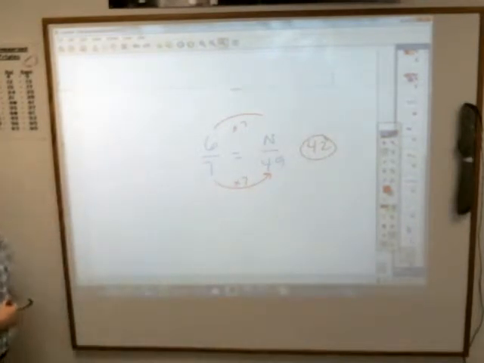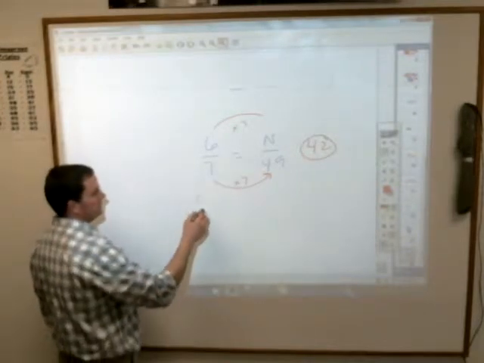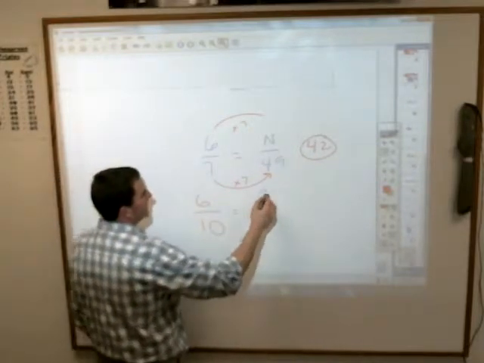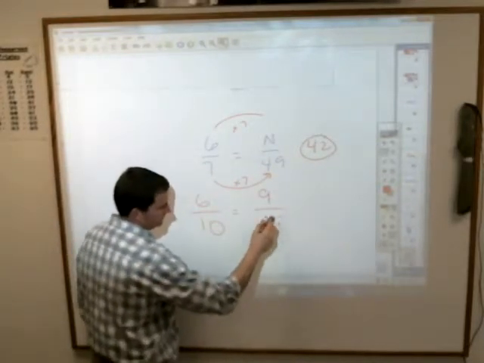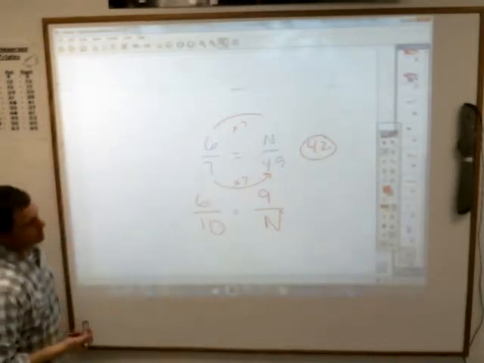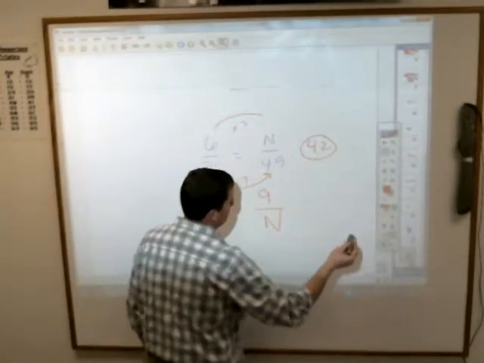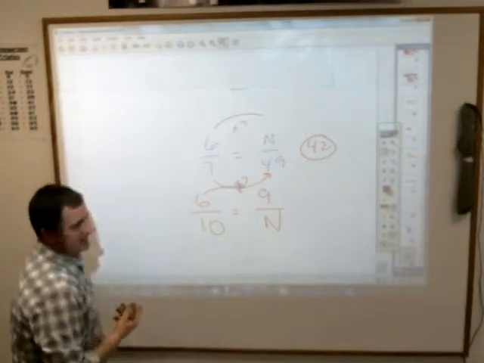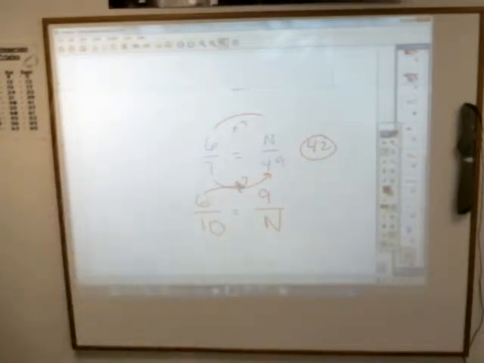Well, not always are things quite that cut and dry. For example, if you run across a problem like this, 6 over 10 equals 9 over what number? Well, you sit there and you think about it. Some of you probably would catch this, but you can't think of a number. 6 times not really anything is 9, other than some fractions and decimals.